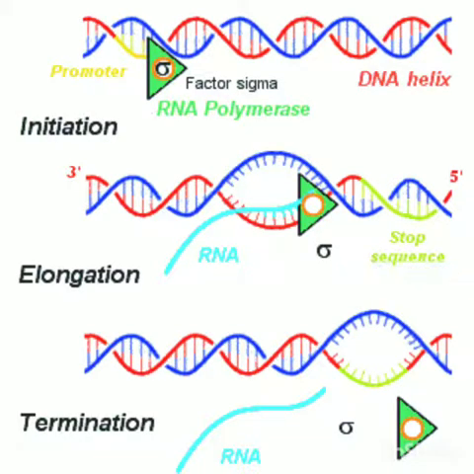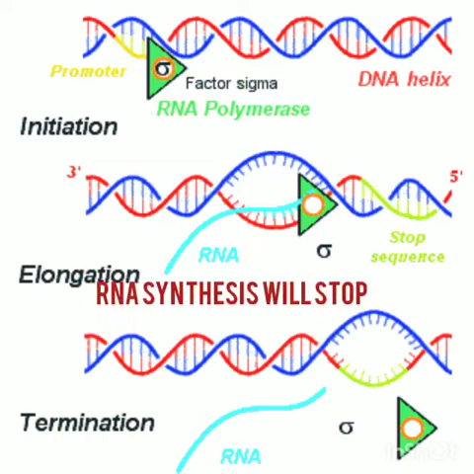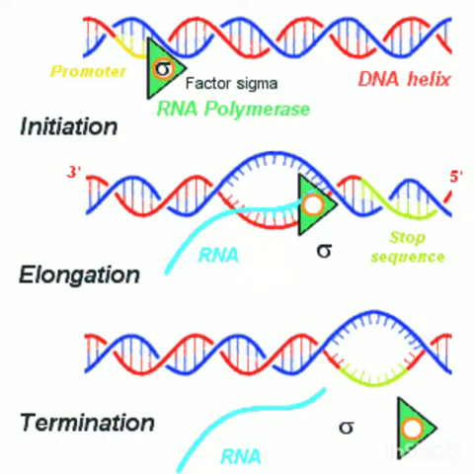As soon as RNA polymerase comes in contact with the termination site, the RNA synthesis will stop. The rho factor will get attached to the RNA polymerase and helps the RNA polymerase to stop synthesizing the mRNA.